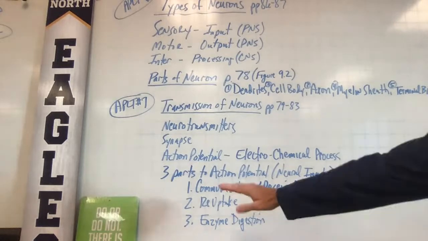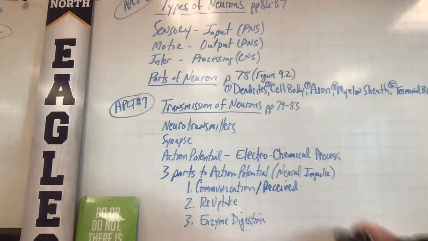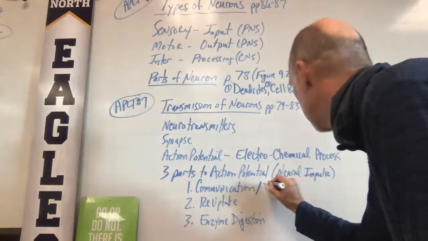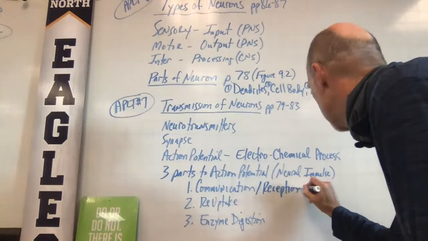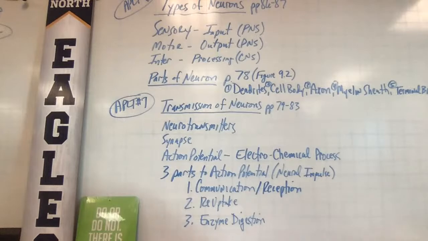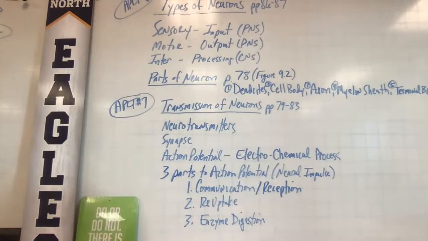Okay, so communication, reception. Then we have reuptake, which is replenishment. And then we have enzyme digestion, which clears the gap. And then the refractory period would be over. And then the cell fires.